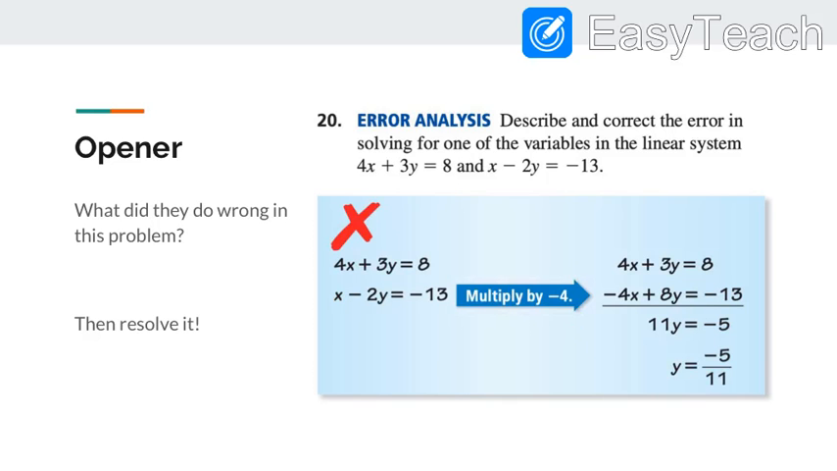So x times -4 is -4x. -2y times -4 is positive 8y. -13 times -4, ooh, that's not -13. That's where they made their mistake, so we'd have to change it from there. So it should have been positive 52.